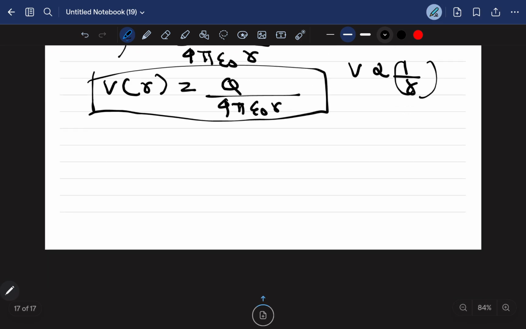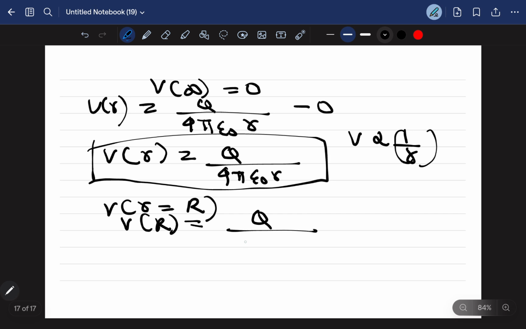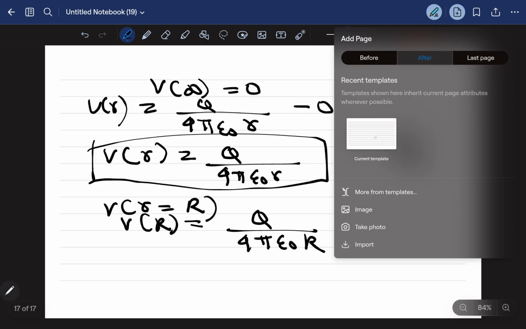Now consider V at r equal to R. Just put the value R here, and we get Q by 4 pi epsilon naught into R. So V at r equal to R, the surface of the sphere, will be Q by 4 pi epsilon naught into the radius of the sphere. Now come to the next slide.